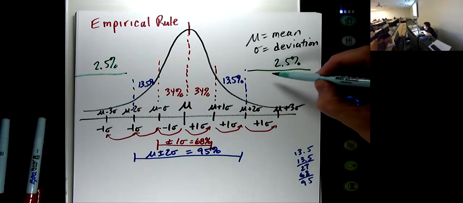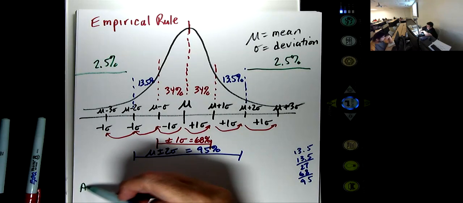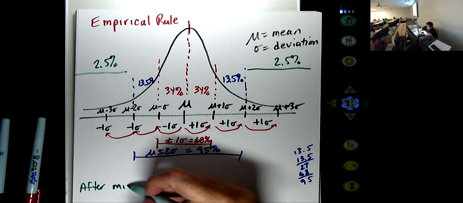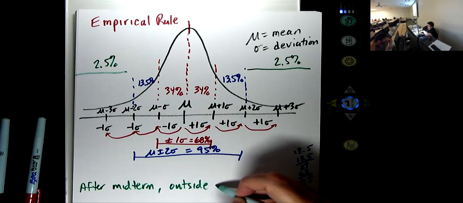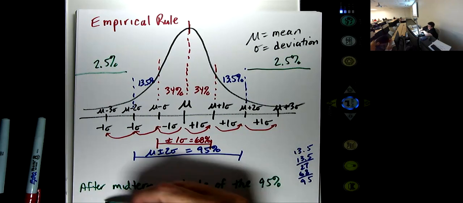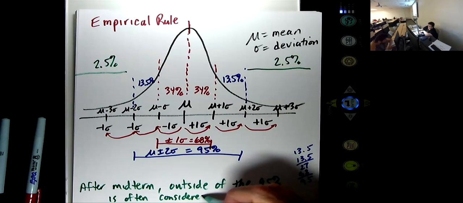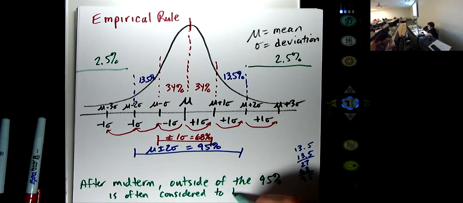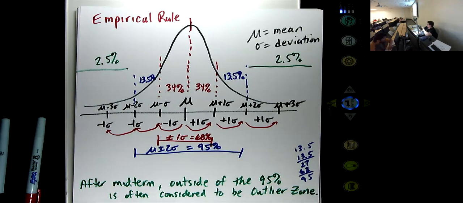This tends to be when we get to hypothesis testing or after the midterm. Outside of that 90%, 95% is often considered to be the outlier areas. Outlier zone. Outlier zone is not an official stat thing. I just came up with zone right now because that's how I roll.